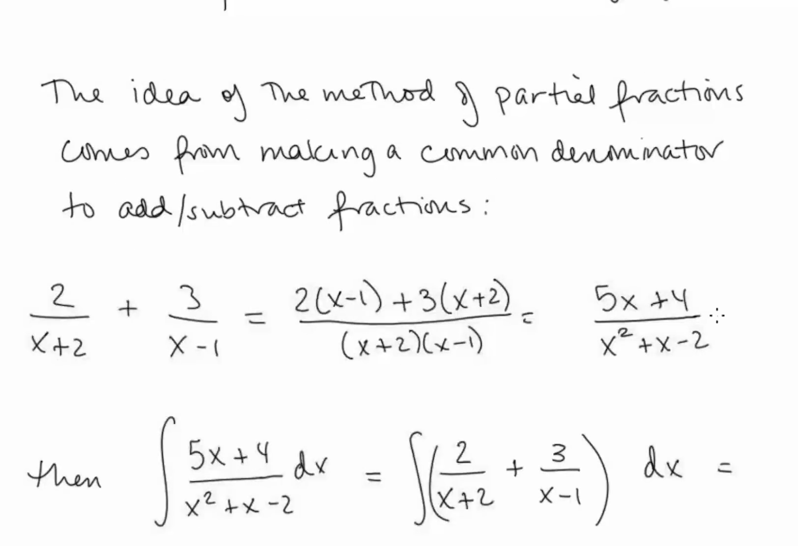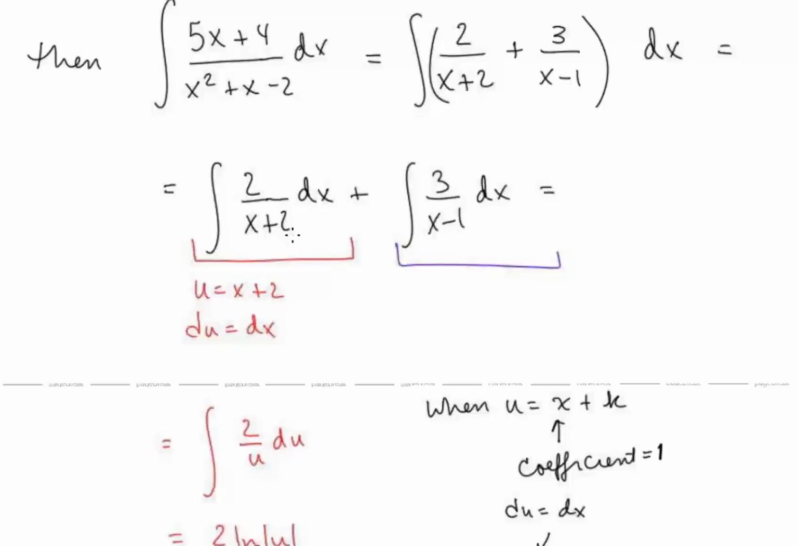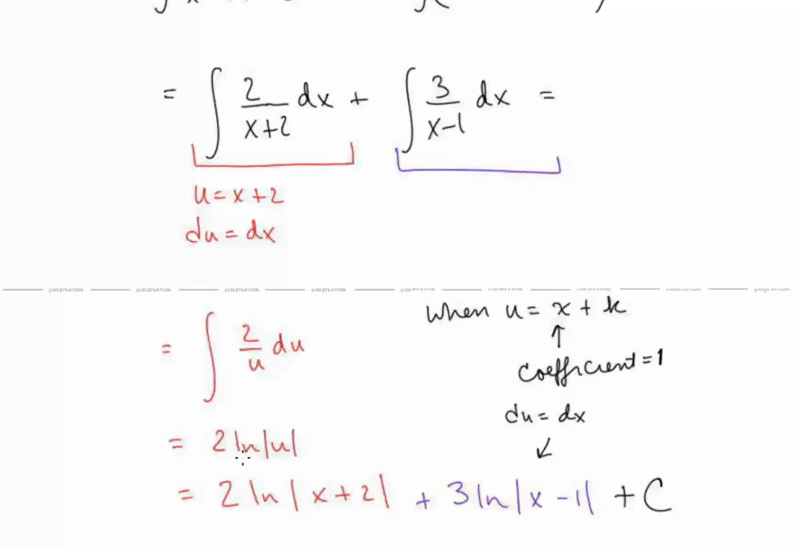Now, the idea of partial fractions says if we want to integrate this rational function, we should write it as the sum 2 over x plus 2 plus 3 over x minus 1 because these are easy to integrate. We'll do the first one using a u substitution, but then we'll notice that we typically won't need to do that for these types of problems. If we let u be x plus 2, then du is dx, so this integral can be written as 2 over u du. So integrating gives 2 ln absolute u, or 2 ln absolute x plus 2.